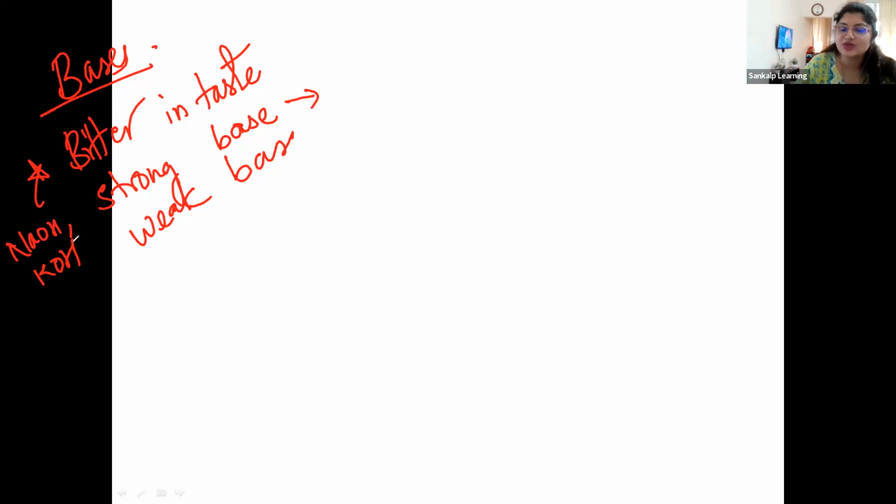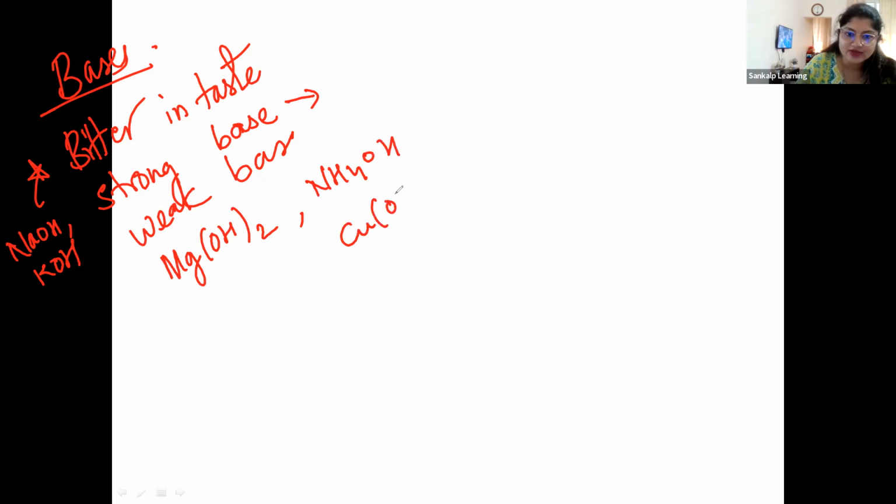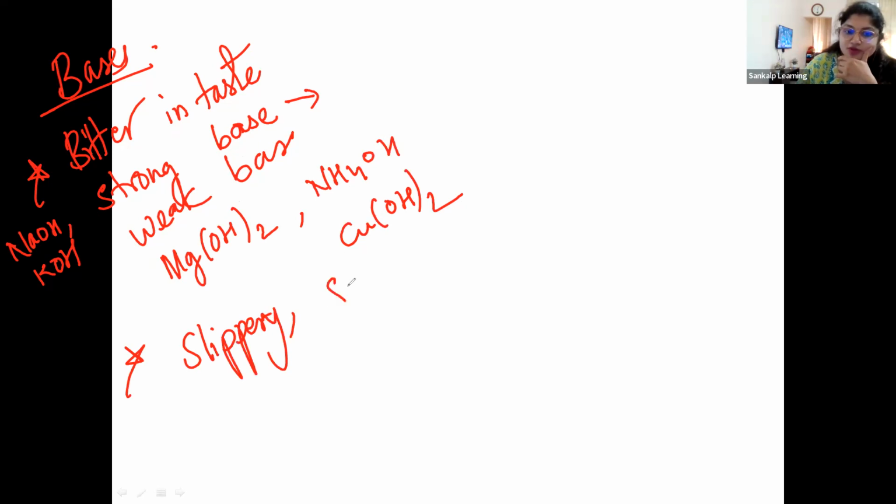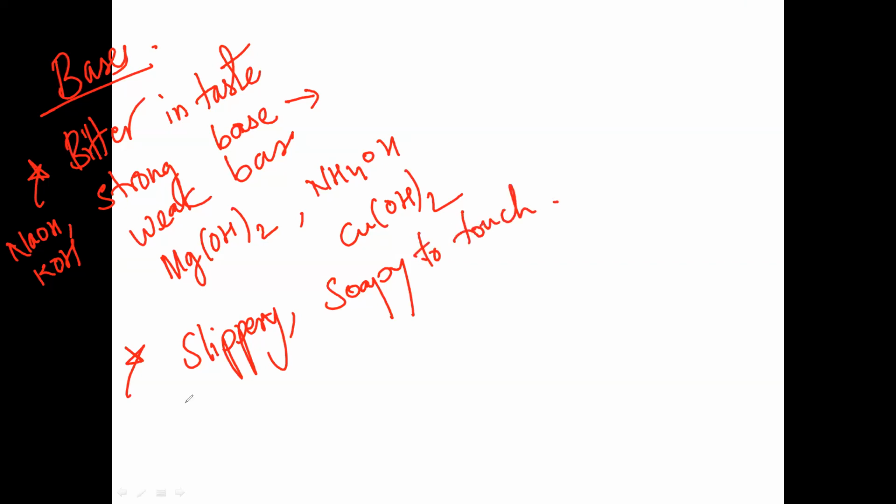And weak bases, as you know, are not corrosive in nature like strong bases. For example, the weak bases are magnesium hydroxide, ammonium hydroxide, and copper hydroxide. So these are some of the weak bases. Now what are the properties of bases? What is the first property? They are bitter in taste. And they are slippery. When you touch them, they are soapy, very slippery to touch. So this is the property of bases.